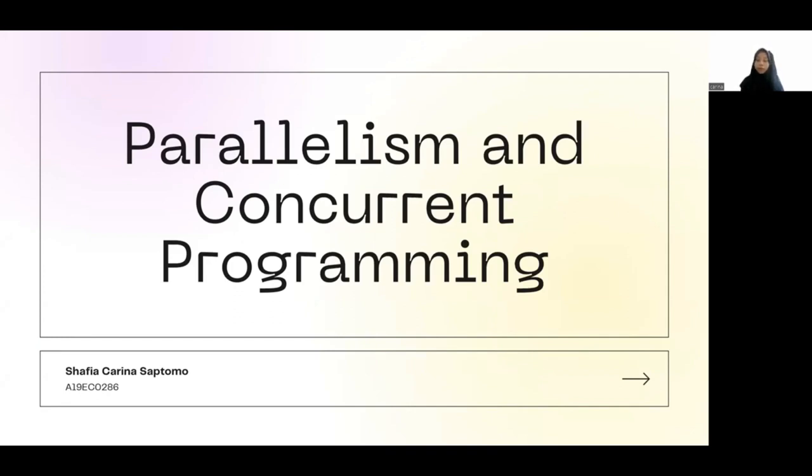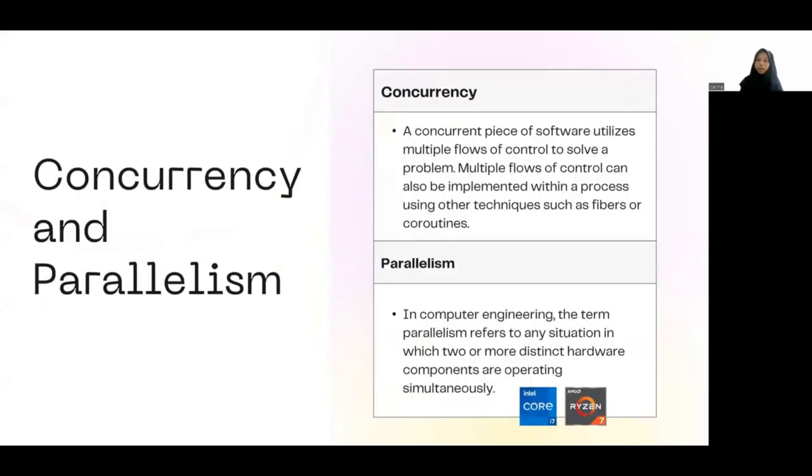My name is Safia Karina Saplomo, and in this video, I would like to present the topic about parallelism and concurrent programming. Concurrency is when a piece of software utilizes multiple flows of control to solve a problem, which can also be implemented within a process using other techniques such as fibers or coroutines. The central problem of concurrent programming is how to coordinate multiple readers and multiple writers of shared data.